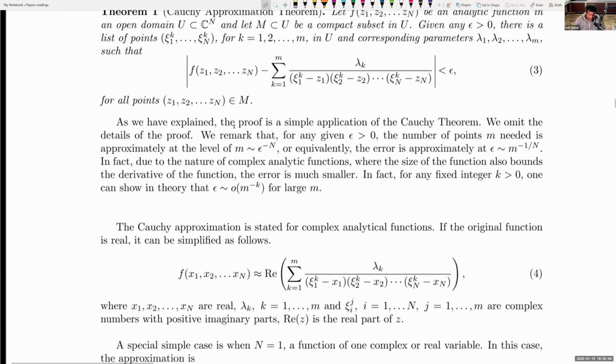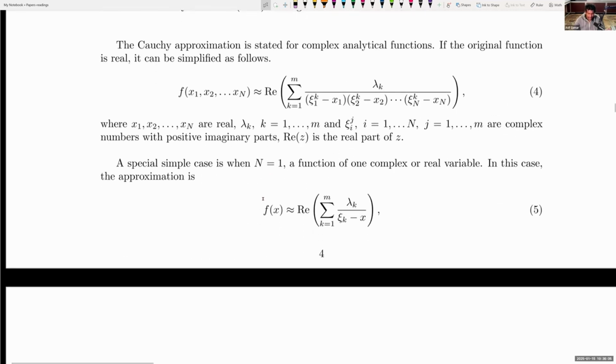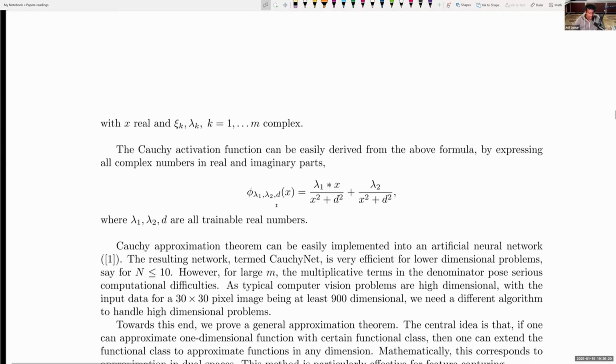From that theorem, what this paper does is take the special case of 1 dimension. So they go down to 1 dimension. By the way, this is in the complex domain, so all your epsilons are complex numbers here, and the lambdas are also complex numbers. They take the special case of n equals 1, in which case it simplifies to this, and then they simplify further to the real case, since you want only a real-valued function. When simplified further to the real case, you end up with this function.